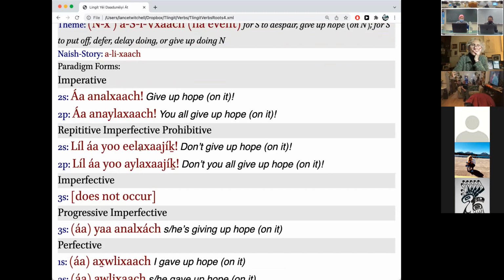this one, the L, high tone I, L, it's different than tleil, but it is probably a cousin. So instead of not, you get don't. And it's just L, high tone I, L.